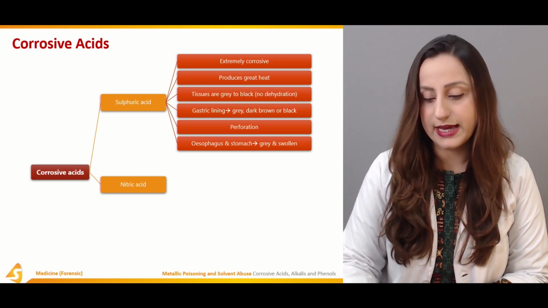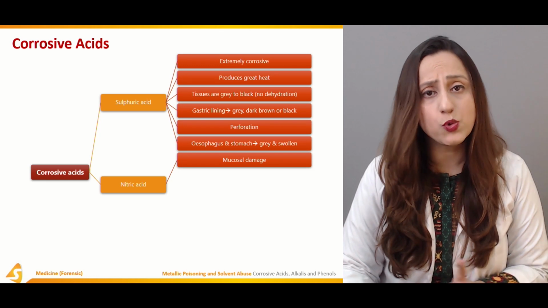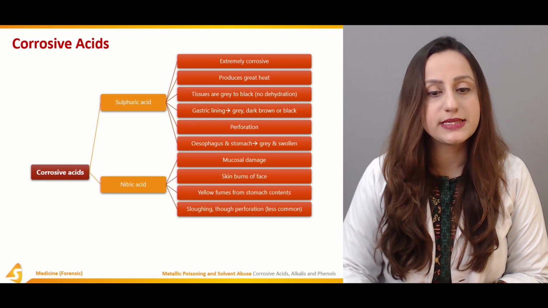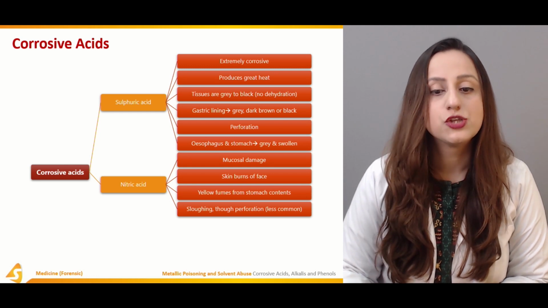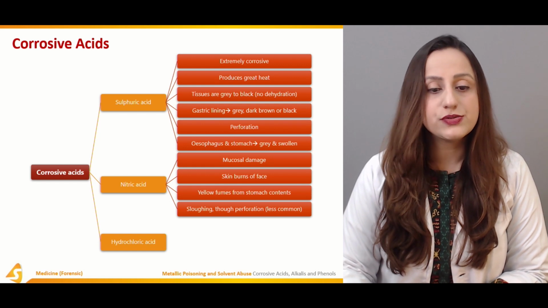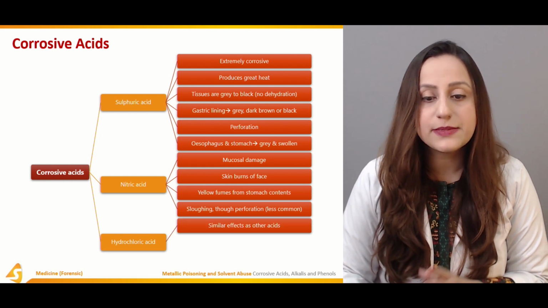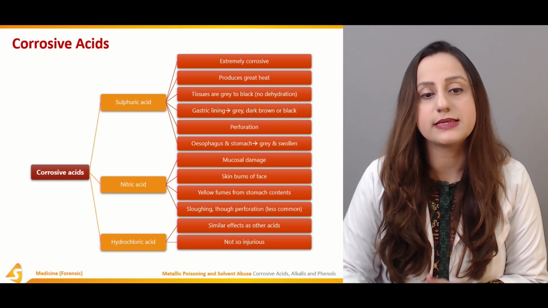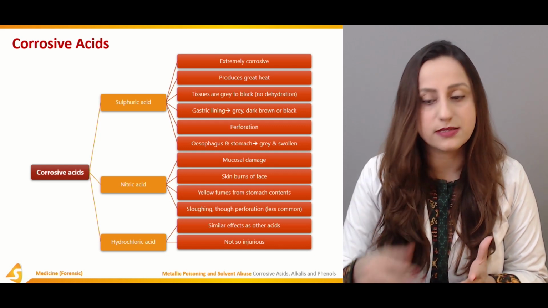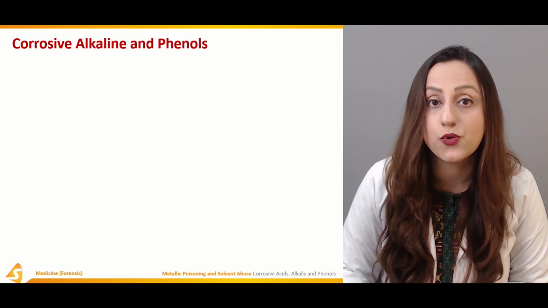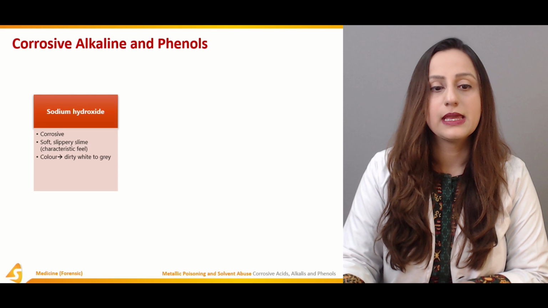Talking about nitric acid, there will be mucosal damage and skin burns of the face. There are yellow fumes from the stomach contents. Sloughing through perforation is quite less common. Moving on to hydrochloric acid, it has similar effects to the other acids and is not so injurious if you compare it with sulfuric acid and nitric acid. The stomach is softened and perforations are also observed in such cases.